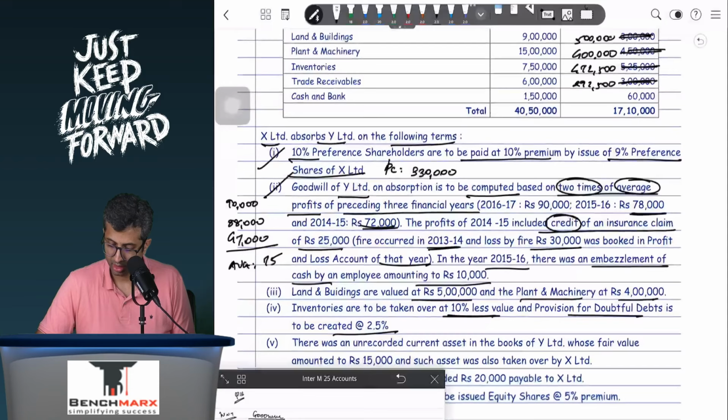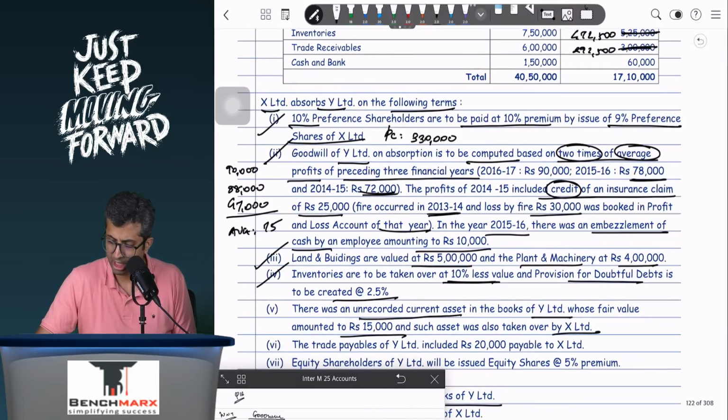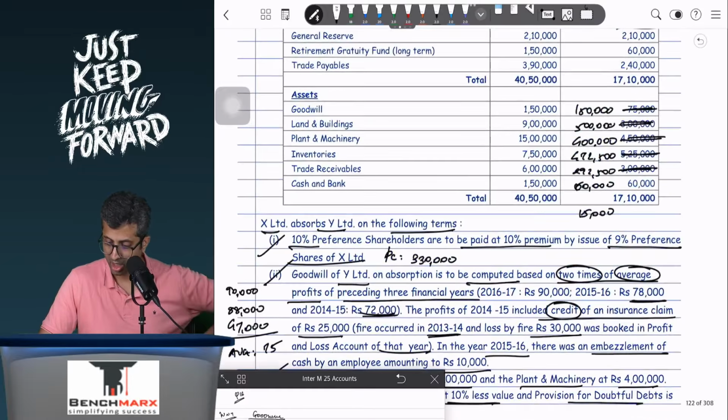Okay. So this is done. There was an unrecorded current asset in the books of Y whose fair value was 15,000 and such asset is to be taken over by X. So over and above all of this, I will also have an unrecorded asset worth 15,000. Cash will be 60,000 as it is if there is no change. And there's an unrecorded asset of 15,000.